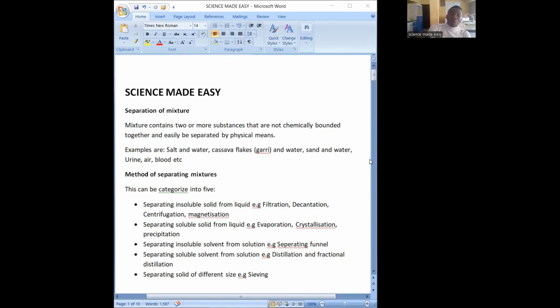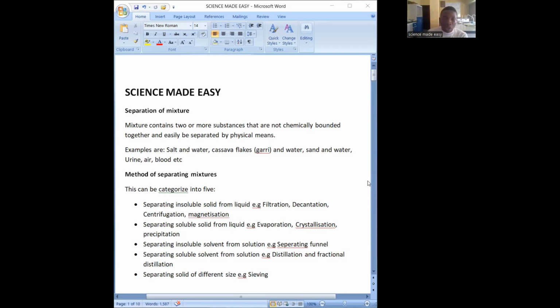Whenever you want to separate an insoluble solvent from solution, for example palm oil and water, palm oil is insoluble in water. So you want to separate two insoluble liquids from each other. The method is what? Separating funnel. A separating funnel is used to separate insoluble liquids, like your palm oil from water. You can use your separating funnel.